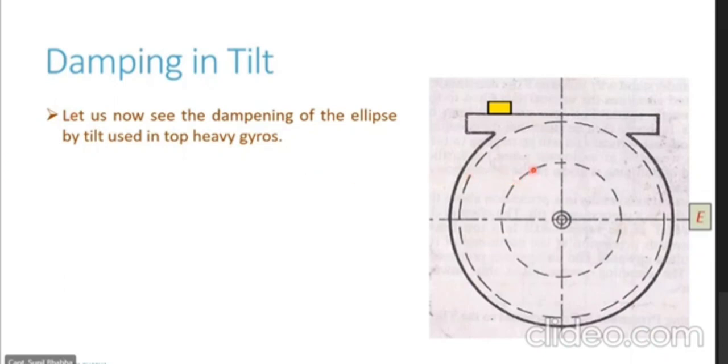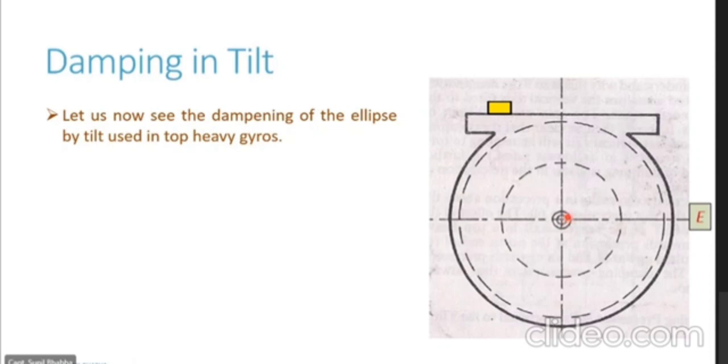Now in this diagram, the dotted lines which you are seeing basically represent the rotor. You are looking at the rotor and spin axis arrangement from the south end. This circle in the center of the diagram represents the spin axis. The spin axis is going into the screen and it is coming out of the screen towards you. You are looking at the spin axis from the south end side.